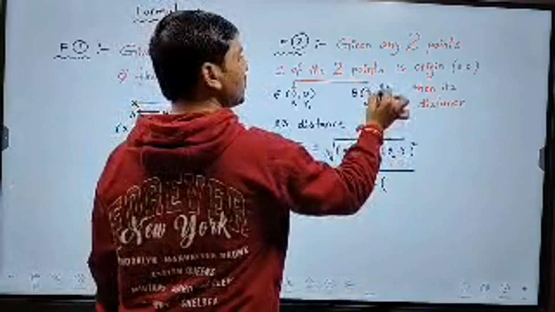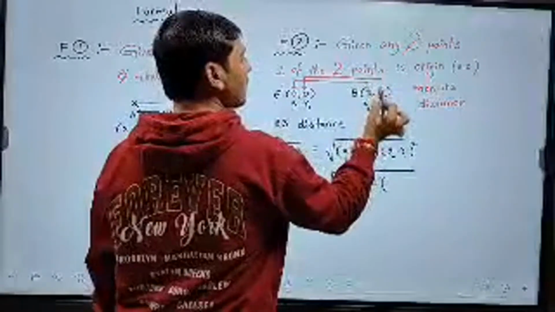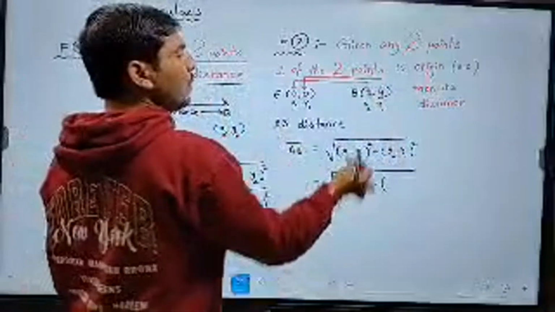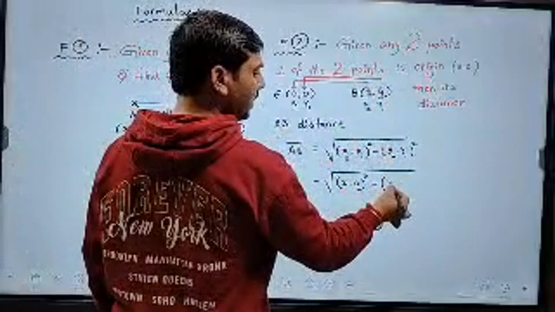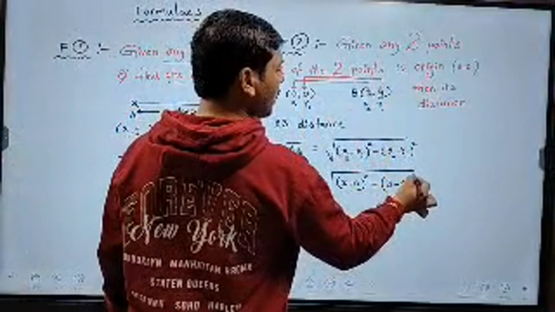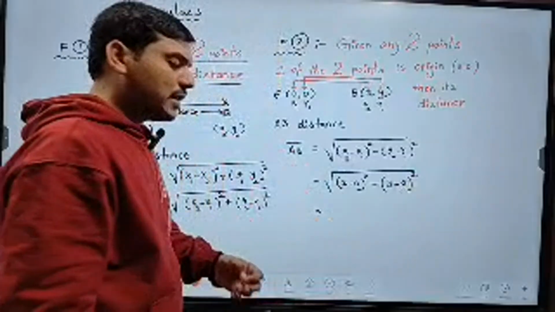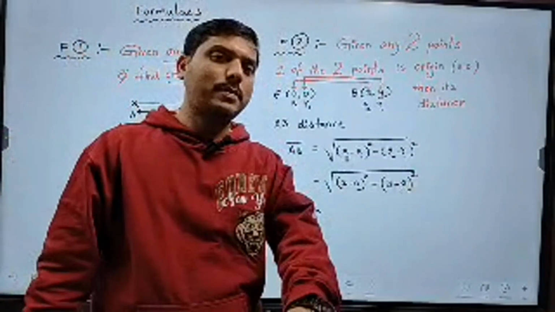This is y2. This is y1. What is the value, students? y2 replaces y minus y1 replaces 0, whole square. Now, basic knowledge: subtracting 0 from any number, students.